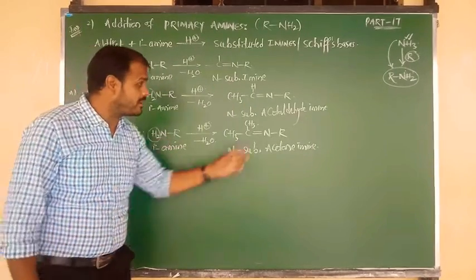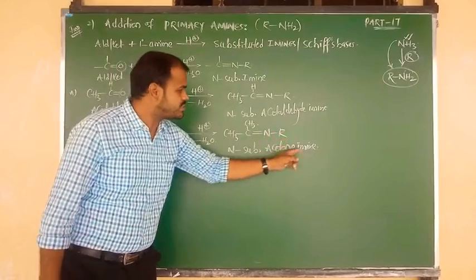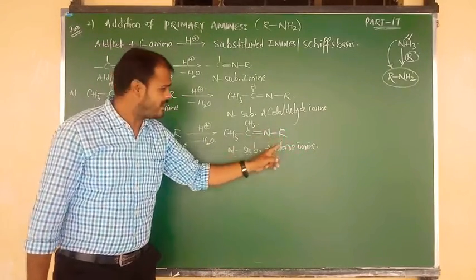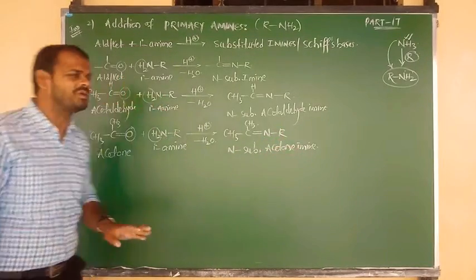So what is the product? Again, here in the place of R, methyl: N-methyl acetone imine. In the place of R, you can write ethyl: N-ethyl acetone imine. That is the common fundamental, beta. Okay, all of you? Good.